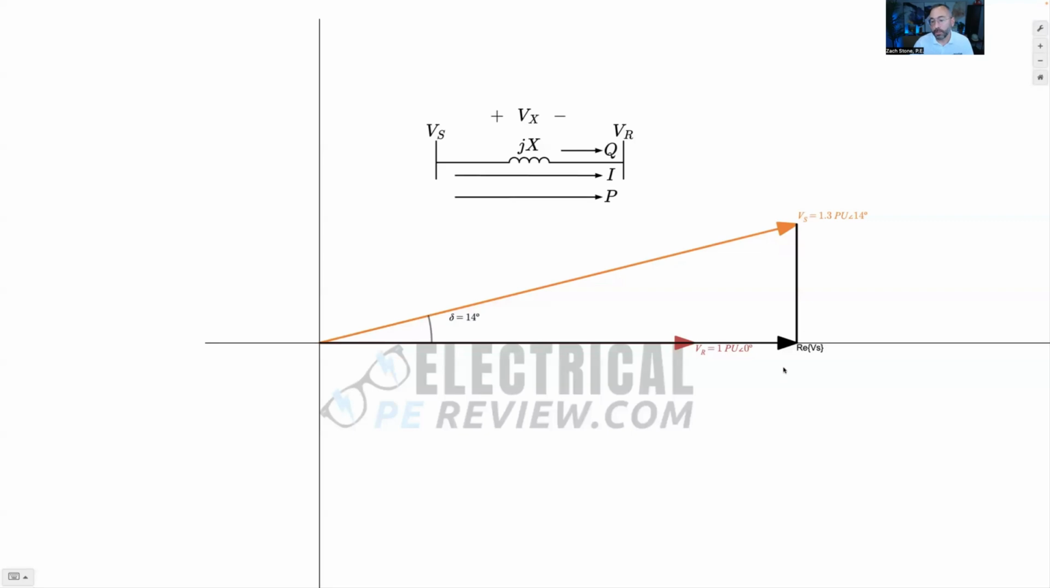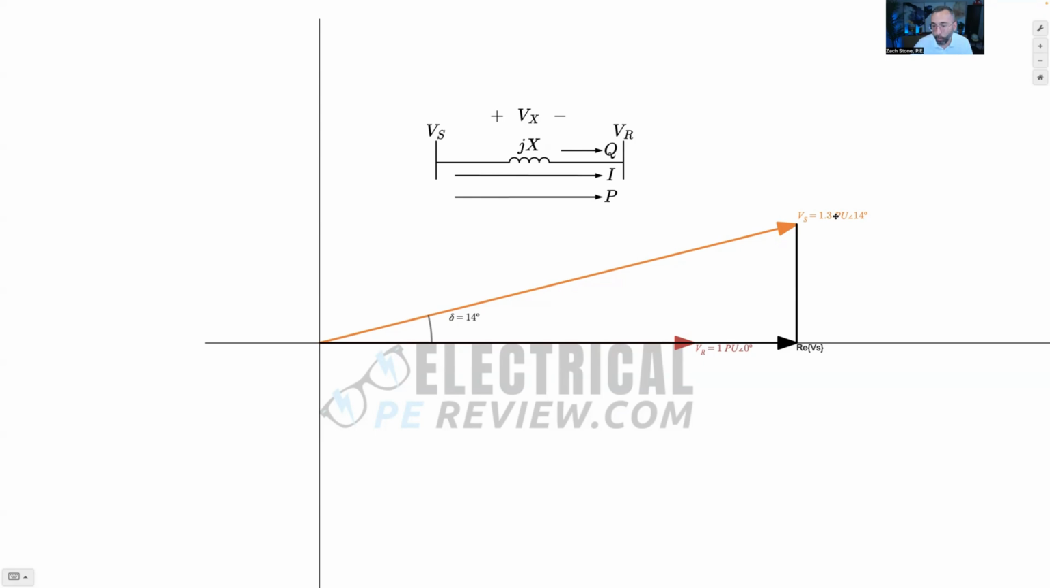Now we're looking at just the real component. So this is just like the phasor diagram we drew by hand. So here's VS, complex sending voltage. Here's this vertical black line. That's the imaginary component. I don't really care about that. But here's this black horizontal. That's the real component of VS compared to VR when VR has an angle of 0 degrees as our reference.